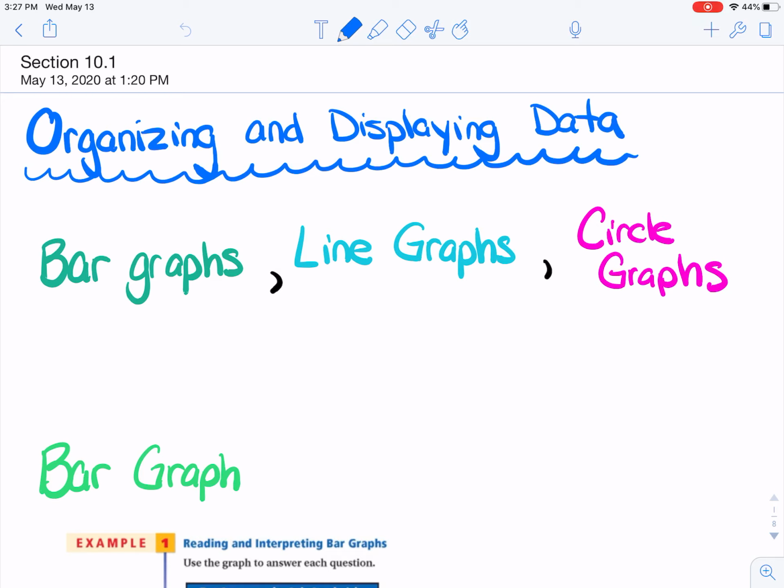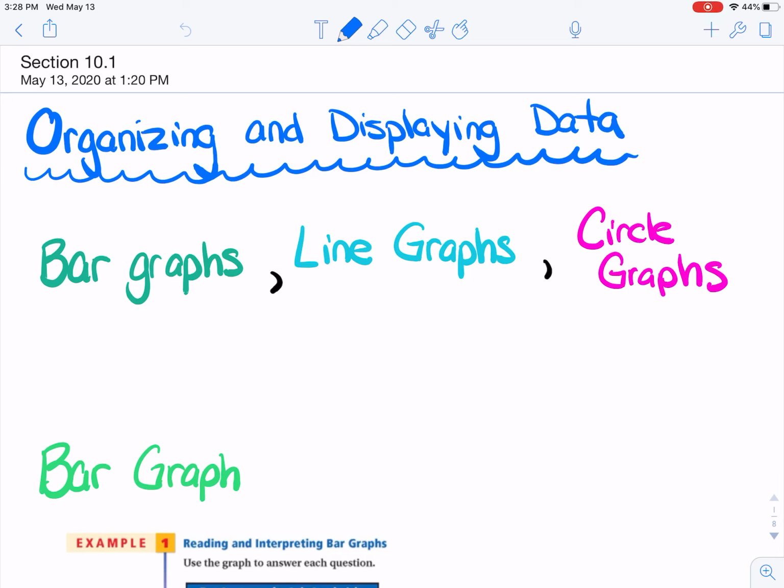So this section is on organizing and displaying data. To me, this resembles a lot of stuff you did probably in late elementary school and middle school. It's basically just being able to read a graph, and we are going to focus on three types of graphs. And when I say graph, I'm not talking about line graphs and parabolas and exponential graphs. I'm talking about the good old-fashioned bar graph, line graph, and circle graph, which in elementary school we made little pie charts. That's basically what it is. It is that easy. It is just going back.